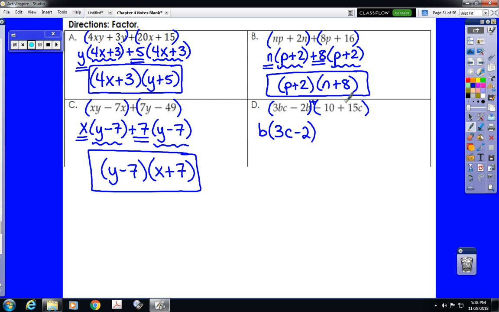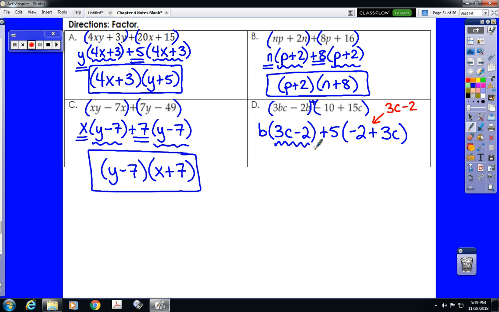Here they share a 5 in common. Now we need to be careful here, because we are going to take out positive 5. That would leave negative 2 plus 3c. It is very important to note that this is exactly the same as 3c minus 2. This is because of the commutative property of addition, which says that a plus b is the same as b plus a, which would be 3c plus negative 2, or 3c minus 2. So notice that these are actually the same binomial, and we don't have a problem.